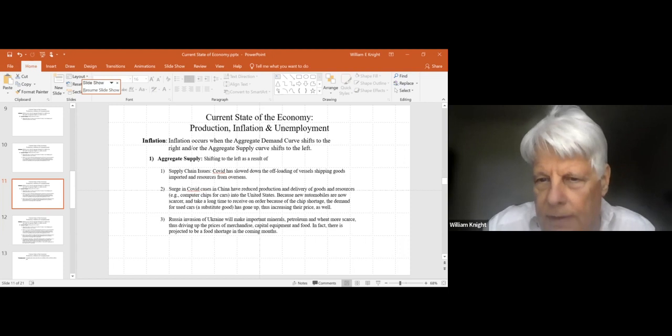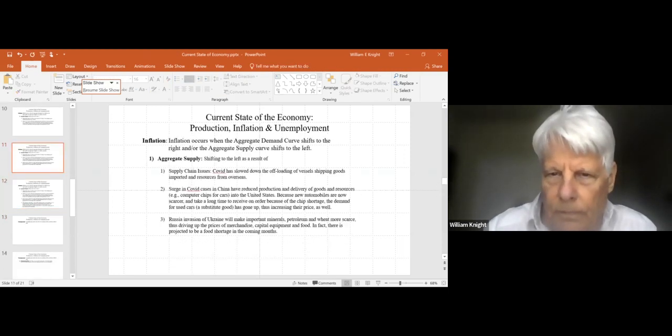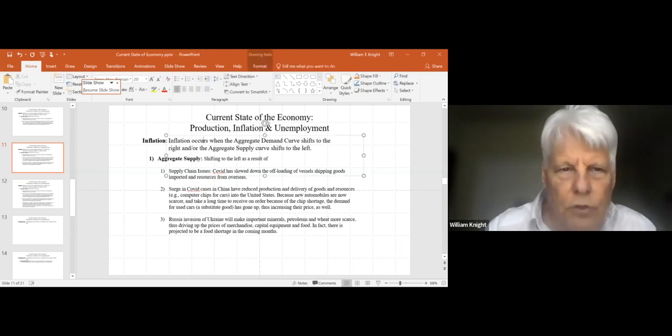As a matter of fact, you may have heard on the news that there's expected to be a food shortage in the coming months. A food shortage.